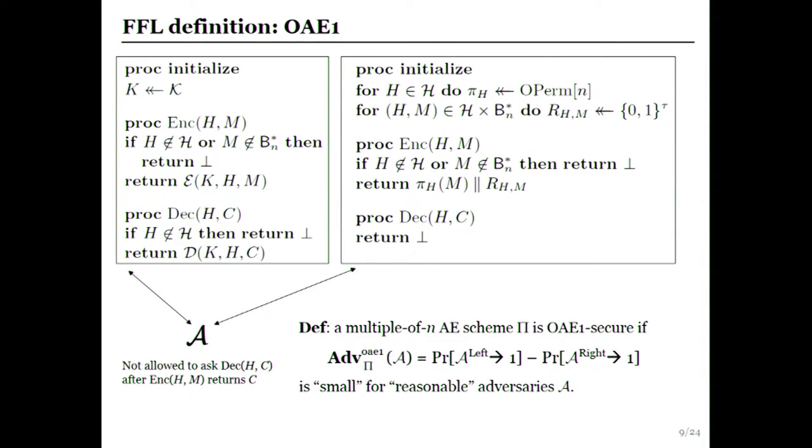In the game on the left, you have an honest encryption and decryption oracle. In the game on the right, we choose for each header a random permutation to correspond to what we're doing to the ciphertext core, and we associate a random tau-bit tag to this message and that header. Encryption gives that pair. Decryption gives an indication of invalidity.